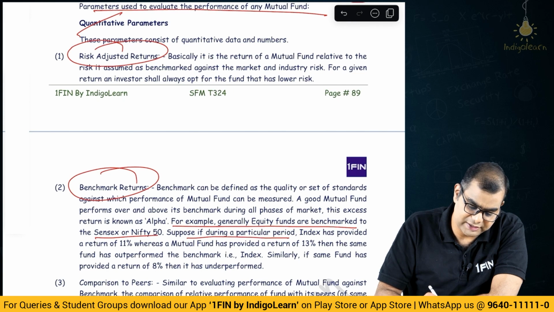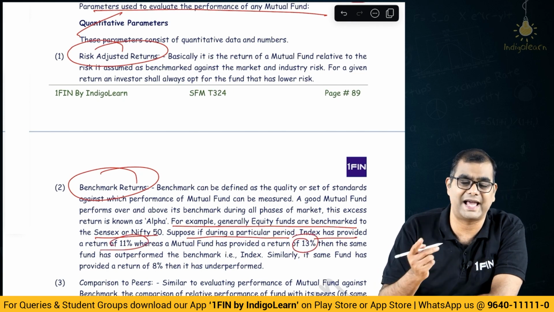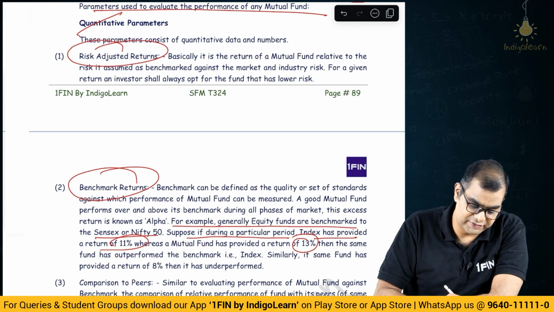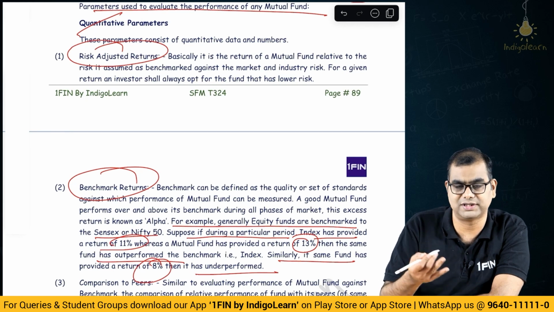If during a particular period, the index has provided 11%, whereas the mutual fund has given 13%, then the 2% is alpha, right? Then the fund has outperformed the benchmark. And similarly, if the fund has given only 8%, then it has underperformed. So this is negative alpha.